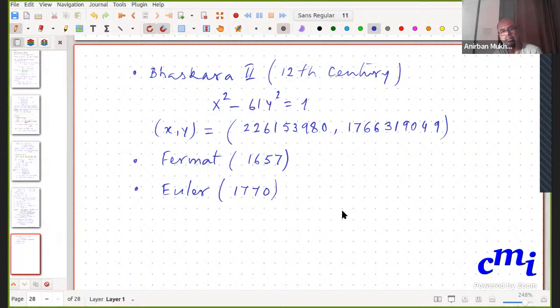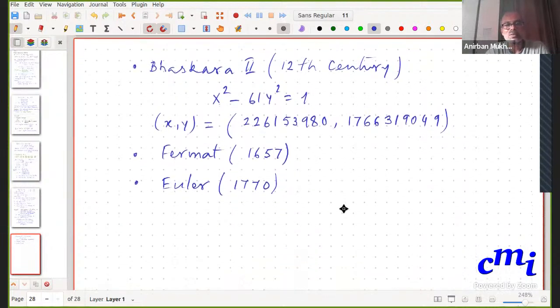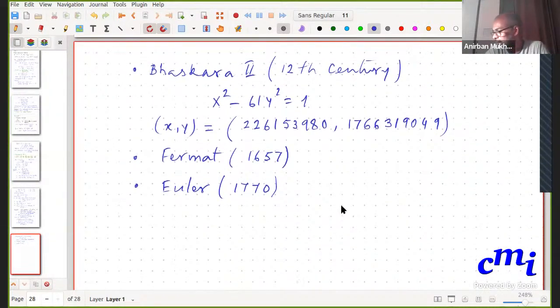And then the name somehow was attached to Pell for some strange reason. Now it is also called the Fermat-Brahmagupta equation or Fermat-Euler-Pell equation. So lots of names are given to do justice to this history. Anyway, it's a fairly interesting thing to do. Let me come back to some theory.